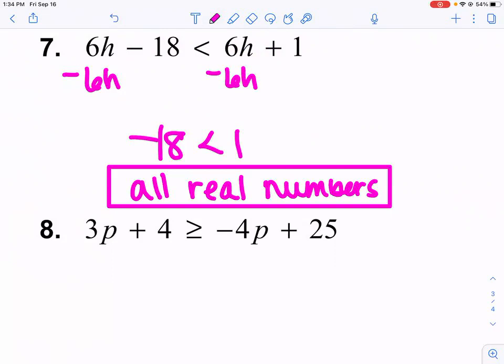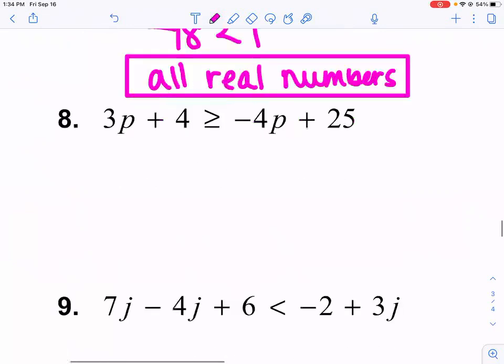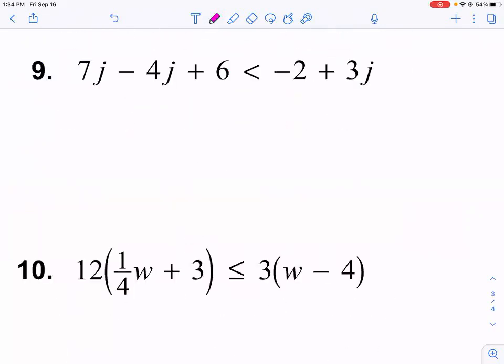Now, what if the inequality sign was the other way around? So let's go to number 9. First of all, raise your hand and tell me what the first thing we need to do in number 9 is. Peyton, combine like terms. 3j plus 6 is less than negative 2 plus 3j. Yes, the board is this way.